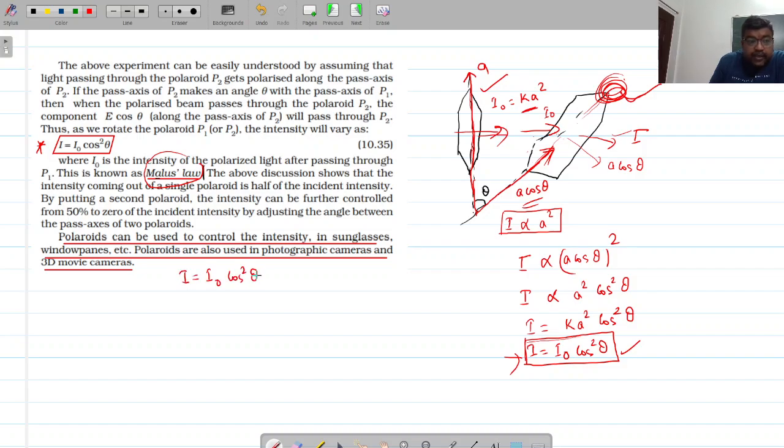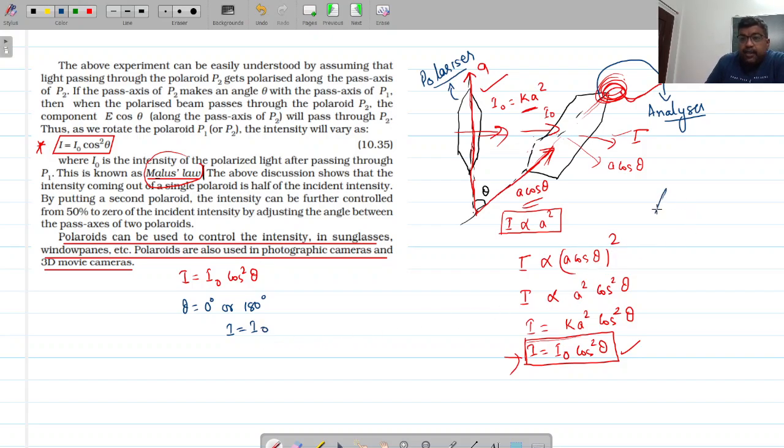cos square theta. Now here we have two polaroids. The first polaroid we will call the polarizer because it is polarizing the light, and the second polaroid we will call the analyzer because through this we are able to check whether the light is polarized or not. How can we check? If theta is equal to 0 degree or 180 degree, then I will be equal to I naught.